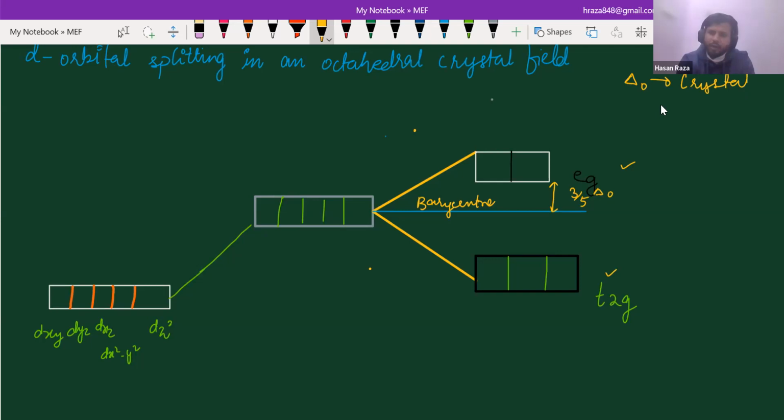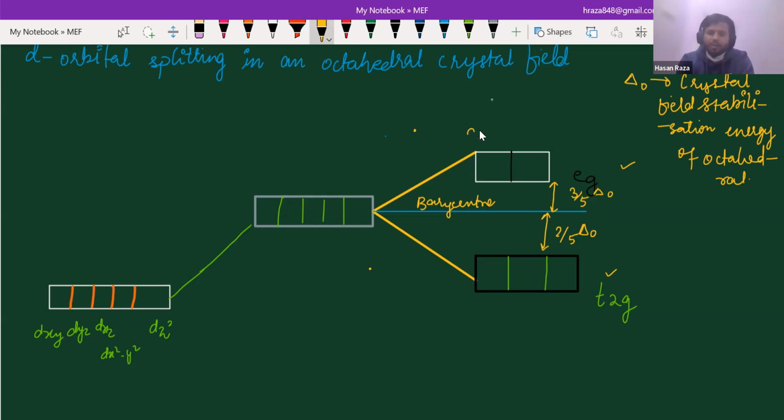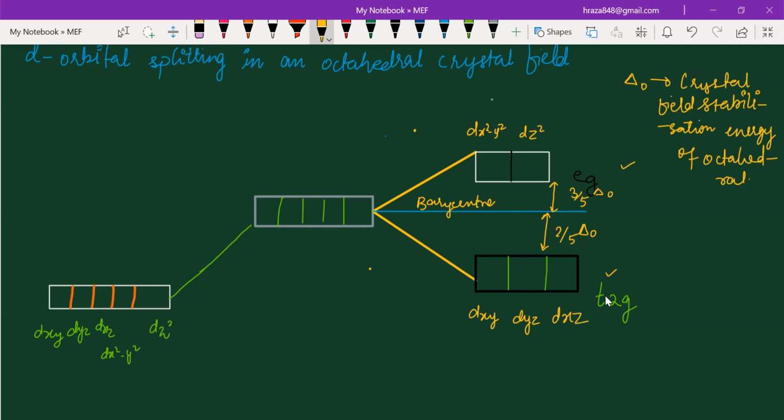Crystal field stabilization energy of octahedral. O for octahedral. Delta naught is the crystal field stabilization energy, and this is 2/5 delta naught. Okay, and you can see this is dx square minus y square, and this is dz square, and this is dxy, dyz, and this is dxz. Is that clear? Yes, sir.